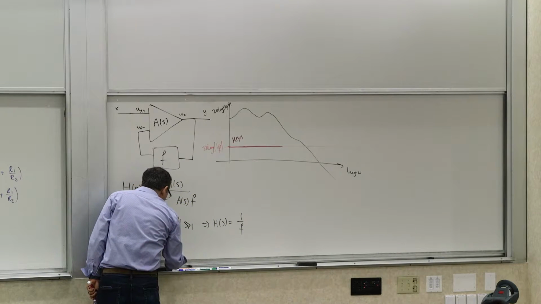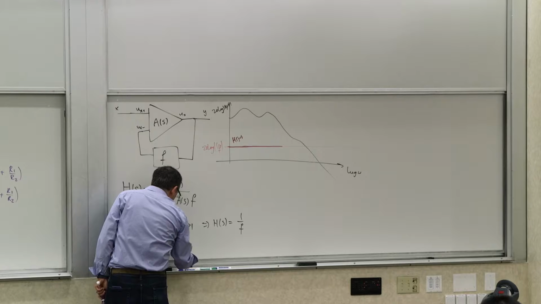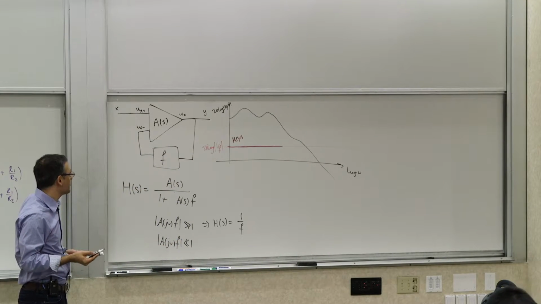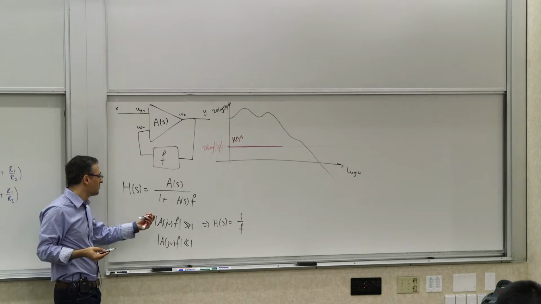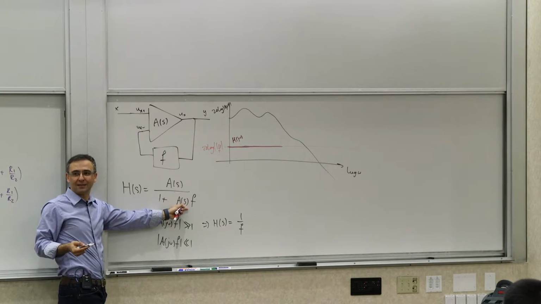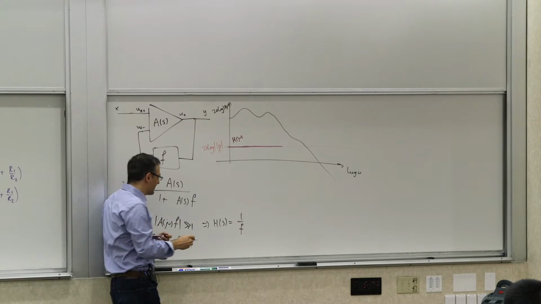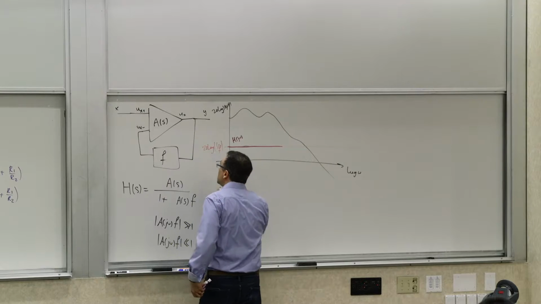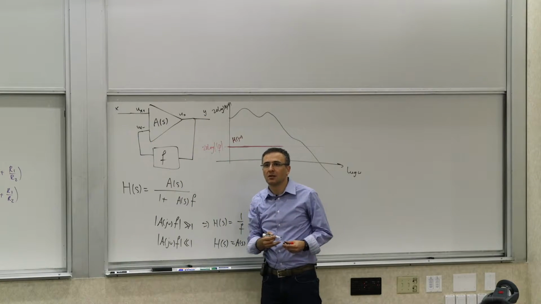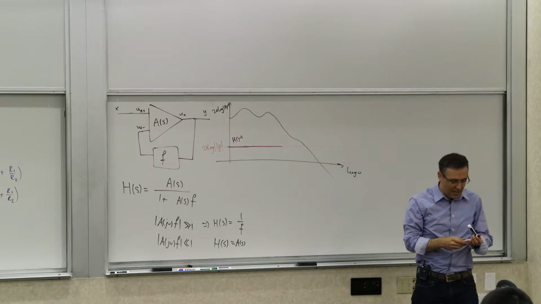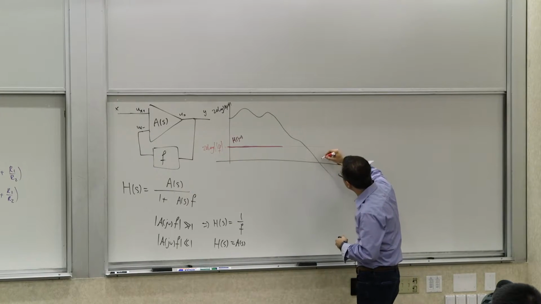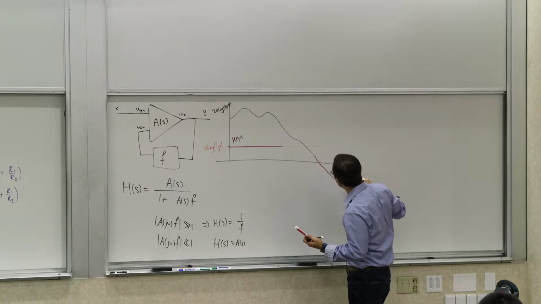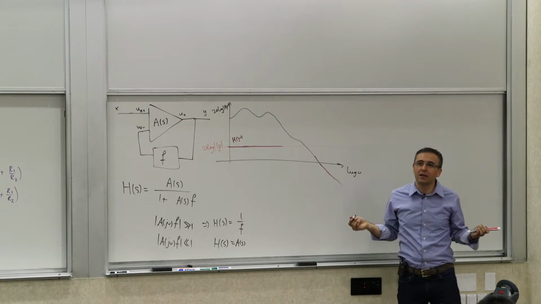Now, there's another region of operation. Let's assume the opposite: A of j omega F is much smaller than 1. In that case, the term in the denominator doesn't matter, so you simply get H of S equal to A of S. You just see the open loop response, the forward path, just the A. That's around here. So if you're much below that, you essentially see the same response as your A of S.